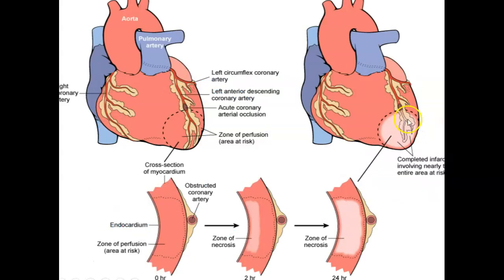This is showing how a complete coronary arterial occlusion can cause death or an infarct of the tissue here. So you can see this is where there's a blockage and there's no oxygenated blood getting to this part of the heart.